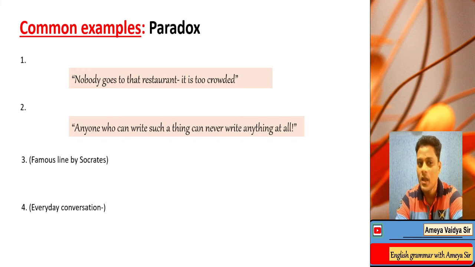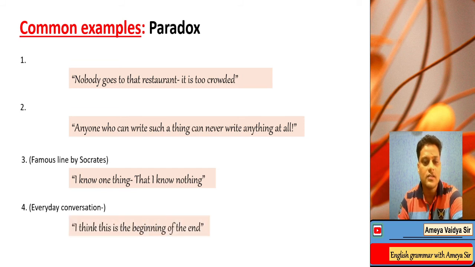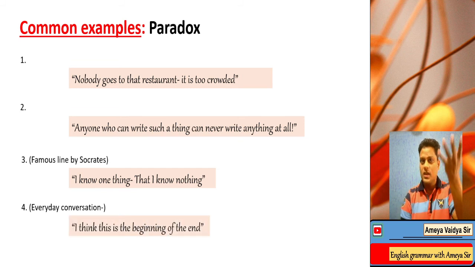And now for some examples from literature. Famous line by Socrates. We did a lesson about Socrates for the 9th standard Marathi medium a few weeks ago, probably last week. I know one thing that I know nothing, said by the famous philosopher Socrates. What did he say? I know one thing. So he knows one thing. And what's that? That I know nothing. So that's a great example of paradox. And in everyday conversation, you have this fantastic example, which is, I think this is the beginning of the end. This is the beginning of the end.